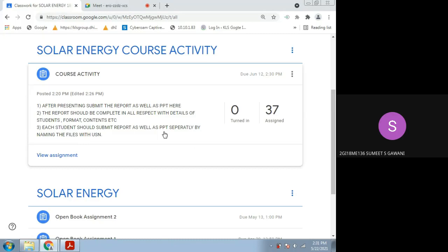Got the point? Only the file name should be changed. The group members listed in the report and on the PPT will be the same. Don't change that.